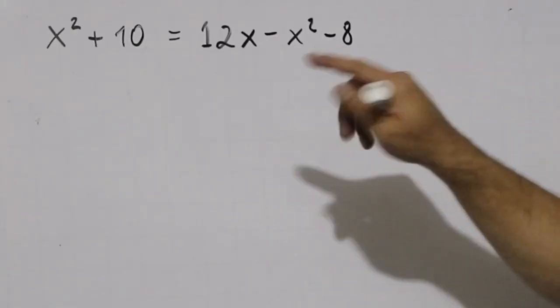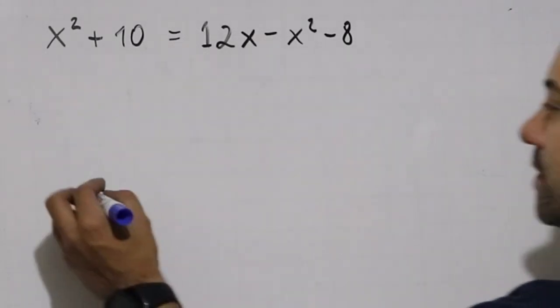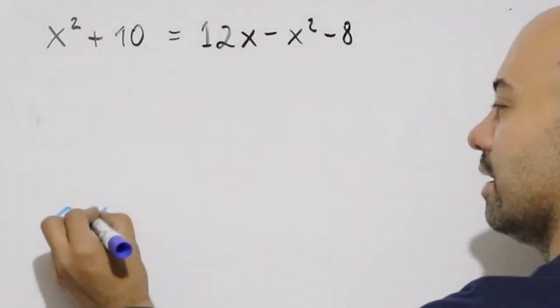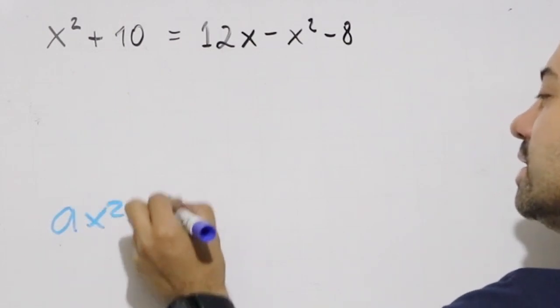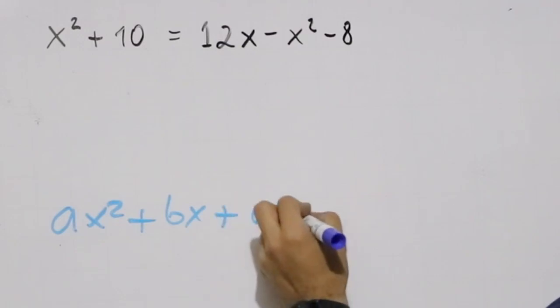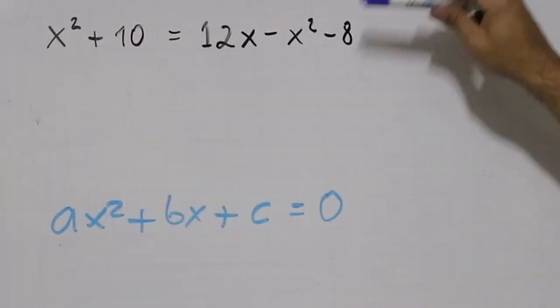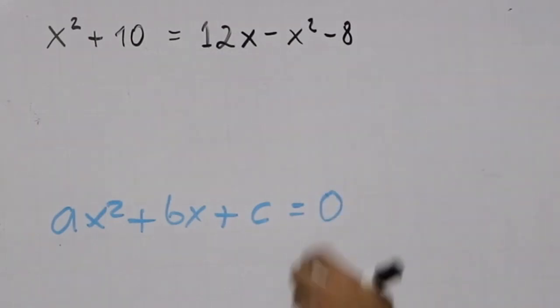Now, the first thing that you have to see is the order of the elements of the equation. We want this equation to be something like this: ax squared plus bx plus c equals 0. Ax squared plus bx plus c equals 0 is called the general form of the second degree equation, and c is the constant term. In order to convert this equation into something like this, we have to do some algebra.